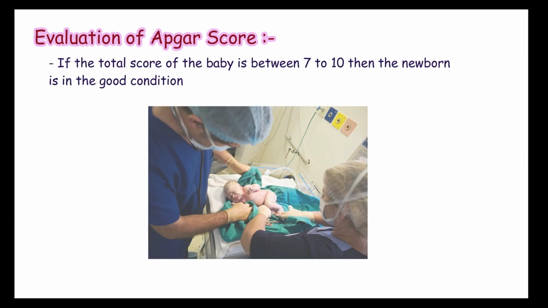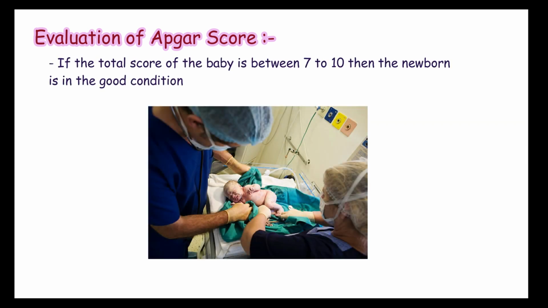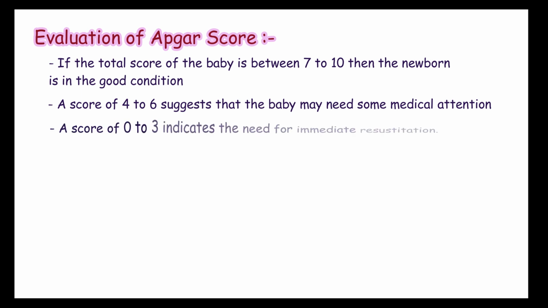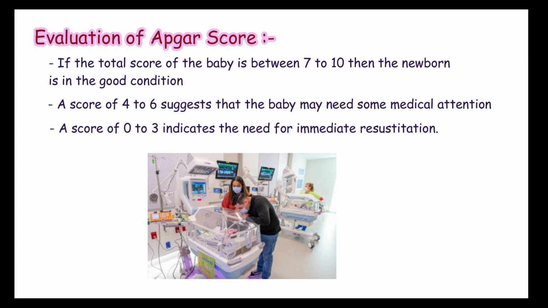If the total score of the baby is between 7 to 10, then the newborn is in good condition. A score of 4 to 6 suggests that the baby may need some medical attention, and a score of 0 to 3 indicates the need for immediate resuscitation.